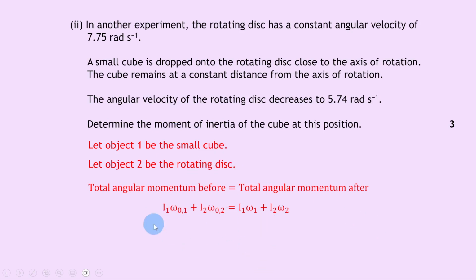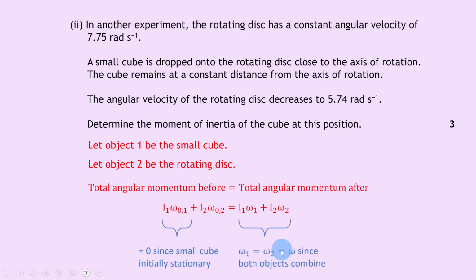Well, we can simplify this straight away by looking at the left-hand term here, which we can say is equal to 0 since the small cube is initially stationary. And on the right-hand side, we can say that omega 1 is equal to omega 2 is equal to omega since both objects combine. So since the cube and the disc are combined after the interaction, then they must be rotating with the same final angular velocity.